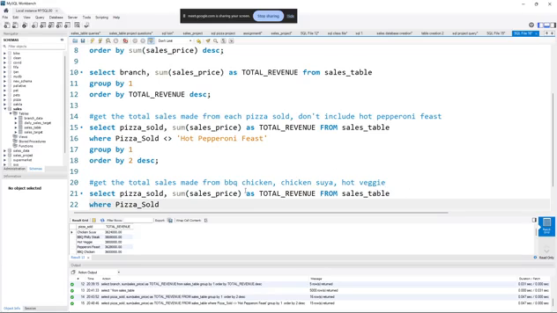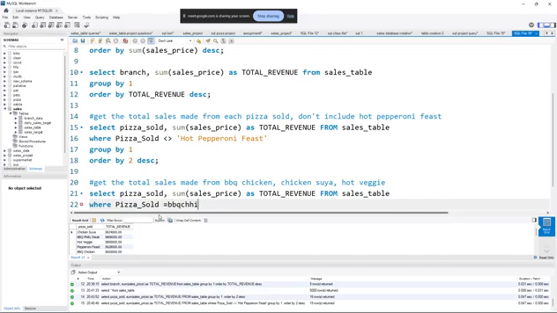Now, if it was only barbecue chicken they said they wanted to get, I would have said where pizza sold equals to, then I'll write barbecue chicken, and I'll put it in quotation. I'm just using this as a reference. Then I'll run whatever I want to run, and put the group by clause and everything. But now, you need to know that if I write barbecue chicken, there's no way I want to put the equals to sign again, and still write chicken suya, and still write hot veggie.